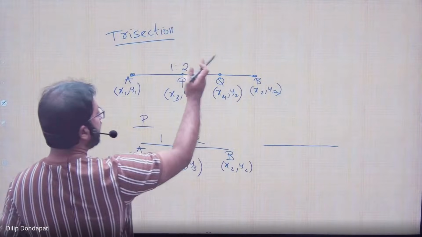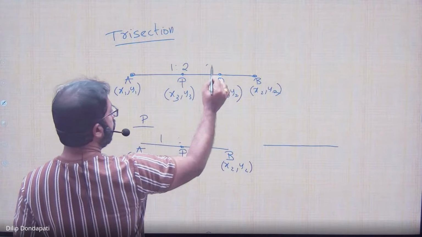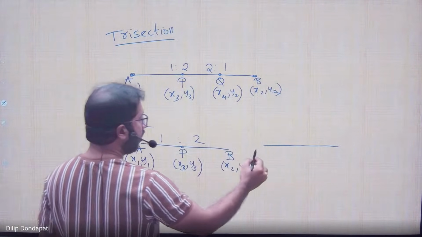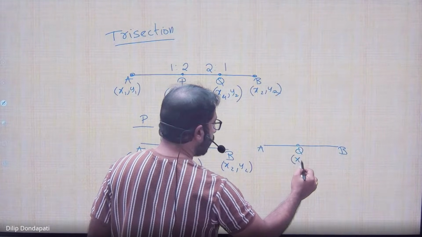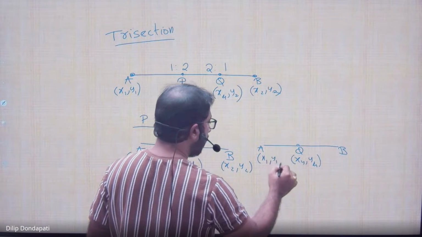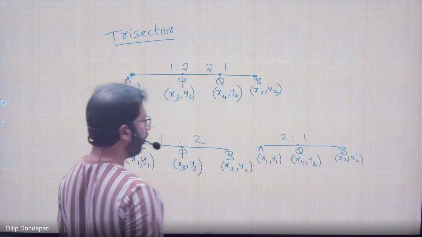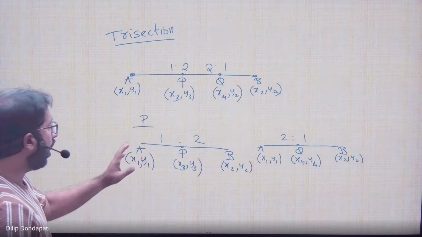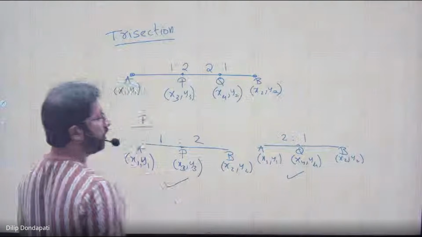Q divides the line segment in the ratio. This left side is how many segments? 1 and 2. So 2:2. How many segment here? 1. So again you have to apply section formula separately to find Q. A, B, Q is x4, y4, x1, y1, x2, y2. In the ratio 2:1. So indirectly, whenever they ask trisection, you have to find separately P and Q का coordinates.